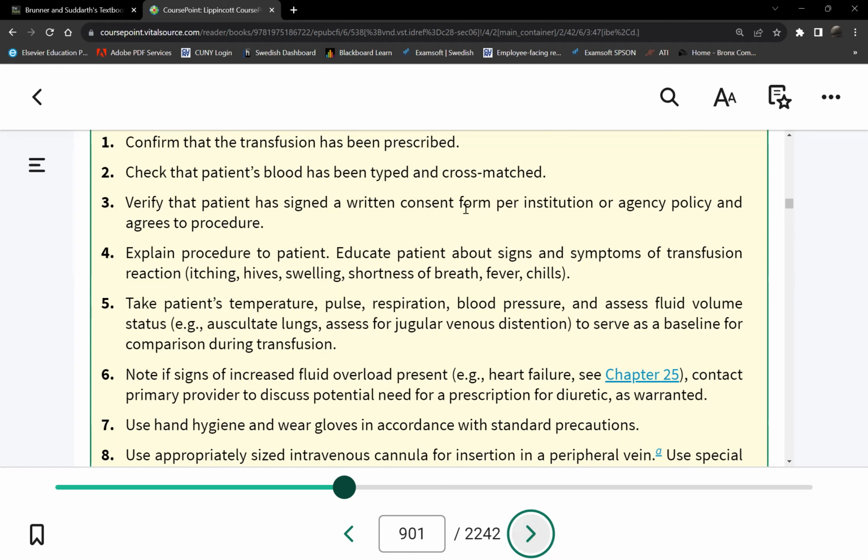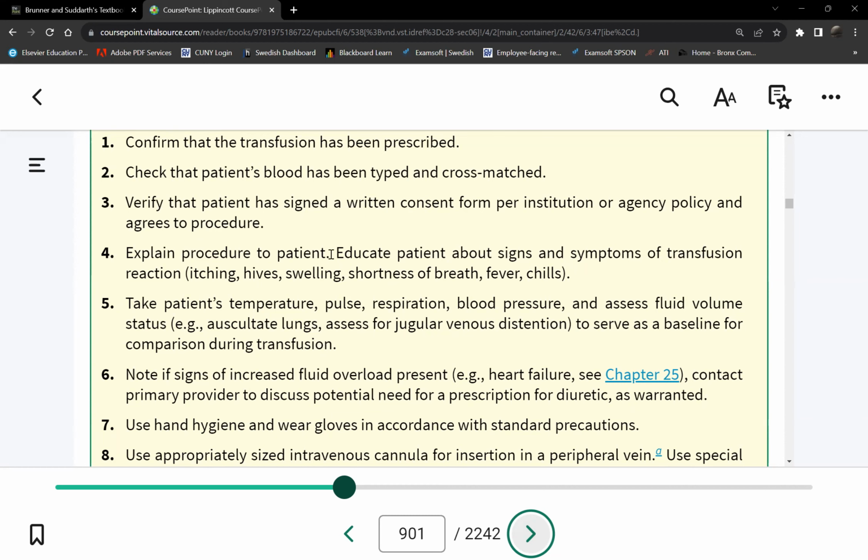Okay, and it's also specific, meaning a surgical consent does not replace a blood consent. So this is a specific document giving consent specifically for blood transfusion. All right, so make sure it's on file. And then once you have that, you explain the procedure to the patient.